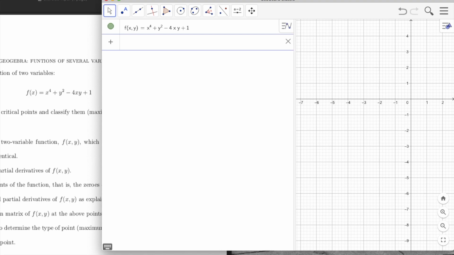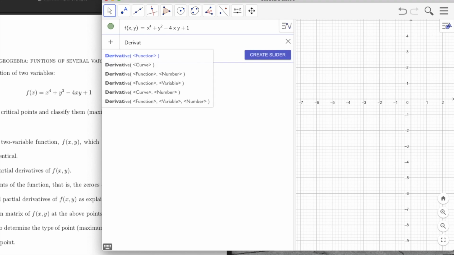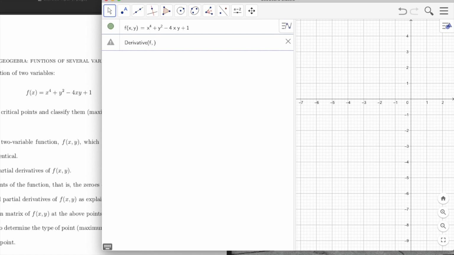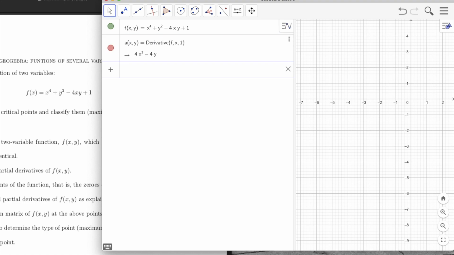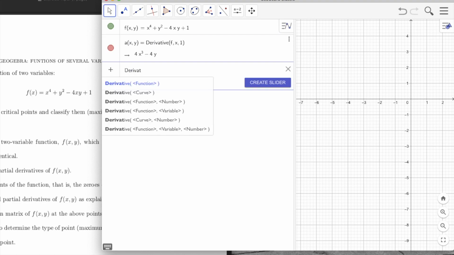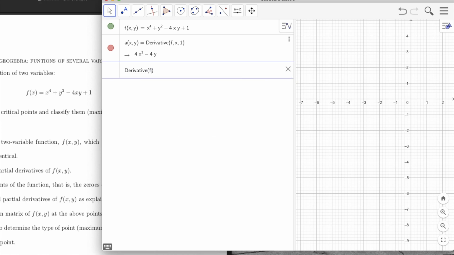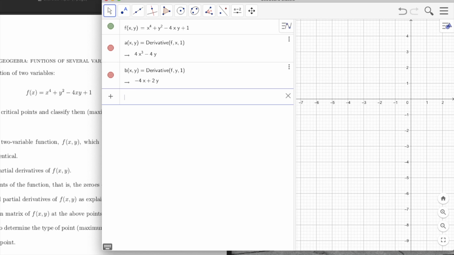We have to find, first of all, the critical points where the first derivative is 0, for which I have to compute the first derivative. So let's see. Derivative of f with respect to x once. Derivative of f with respect to y once. Now, before continuing, let me compute the rest of the derivatives.